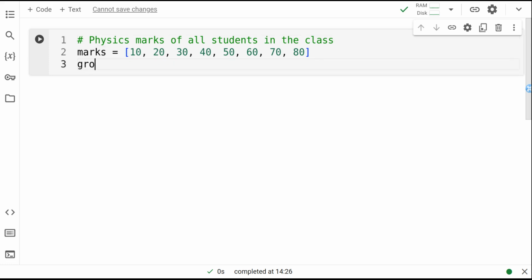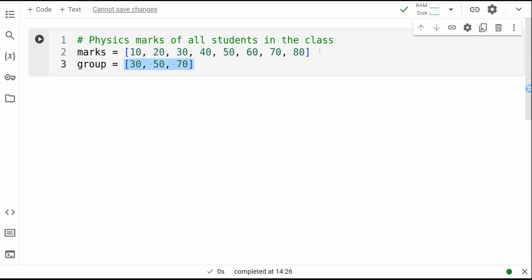Now I'm going to form a group. Let's say 3 students come together and form a group, having marks 30, 50, and 70. Now the question is: is this a valid group? The first condition to be satisfied is that they should all focus on the same subject, which is what we are doing here. We are only considering physics as the subject, so that condition is taken care of.